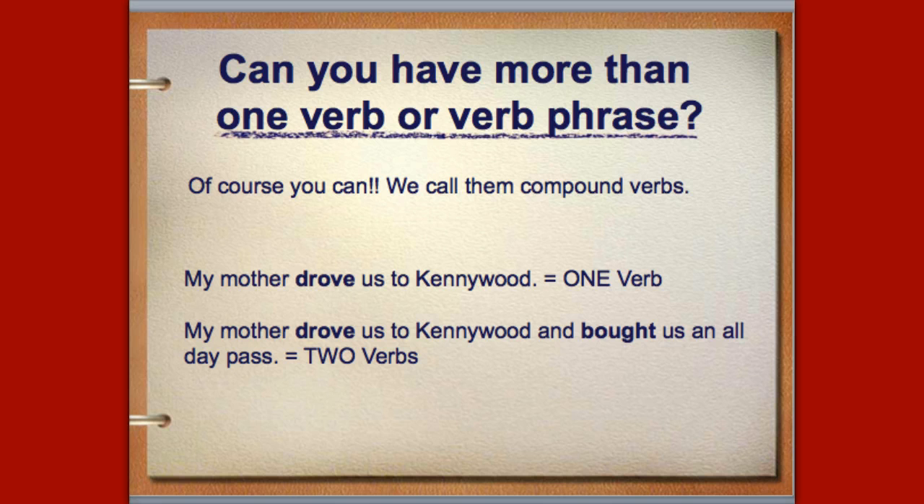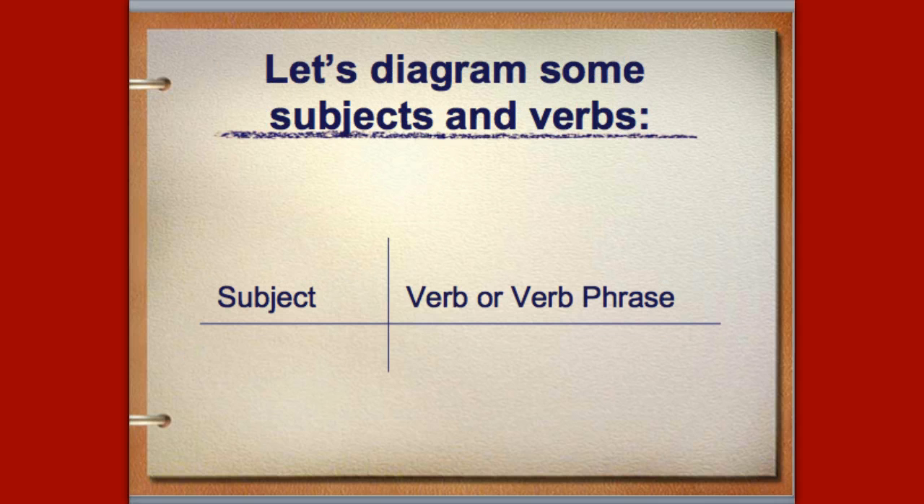The bought is our second verb, and sometimes these are hard to find because you actually have to look for them. All day pass is actually a direct object, and us is an indirect object.